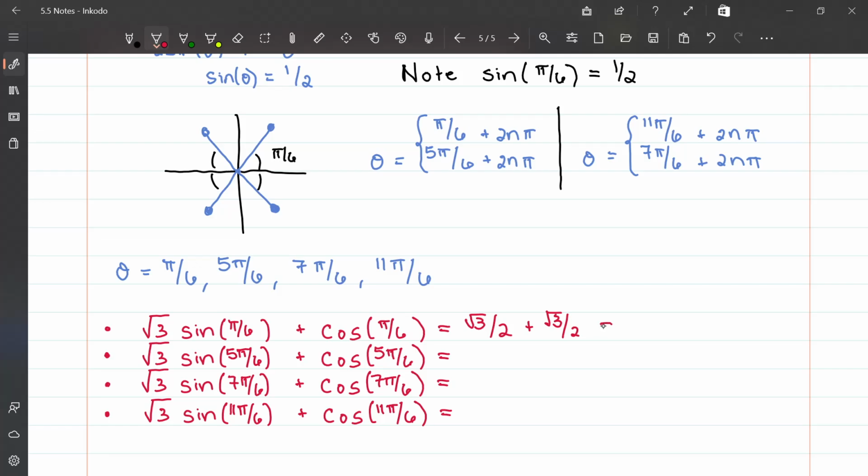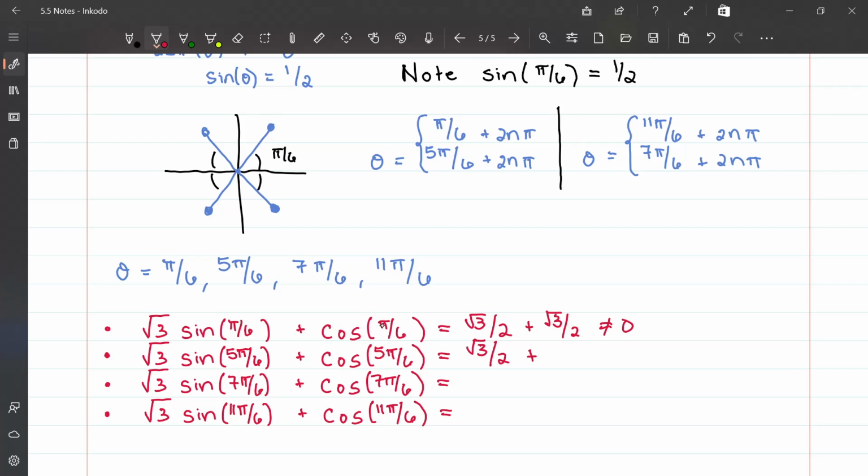Oh, but look, that's not equal to 0. Our equation was root 3 sine of theta plus cosine of theta should be 0. We didn't get 0 for this one. For the next one, sine is still going to be positive. We're in quadrant 2, so sine of 5 pi over 6 and sine of pi over 6 are the same thing. So we'll end up with root 3 over 2.